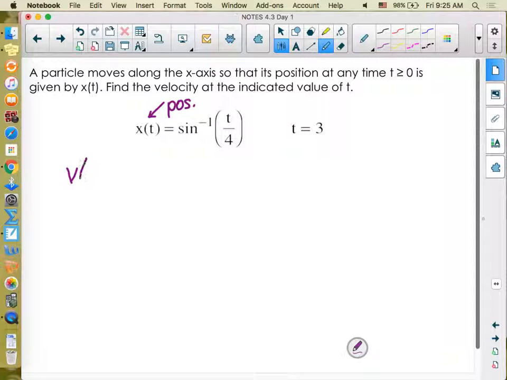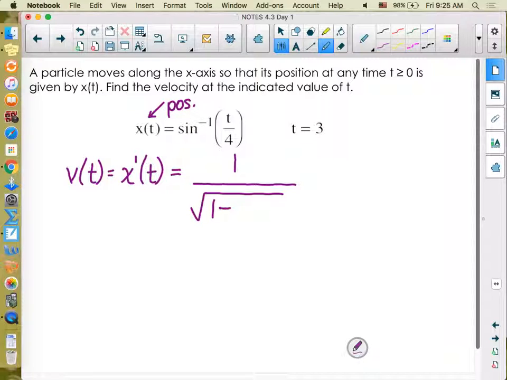So if we want velocity, we're going to need to take the derivative of the position function. Since it's an inverse sine function, we know that there's a formula for that. Again, get your formulas out if you need to. It's going to be 1 divided by the square root of 1 minus, in our case, t over 4 is our embedded function, squared, times t over 4's derivative, which is 1/4.